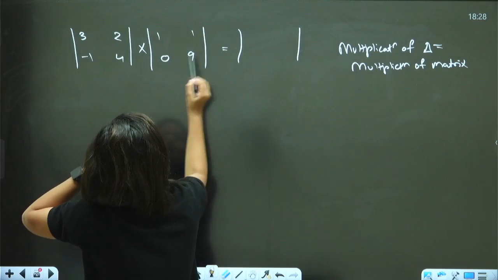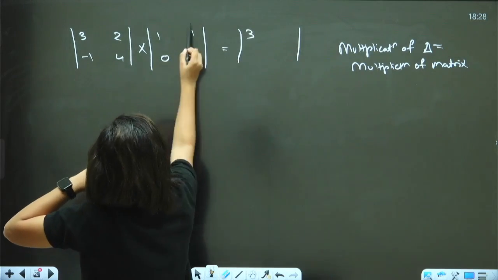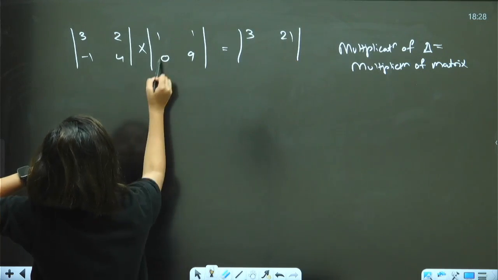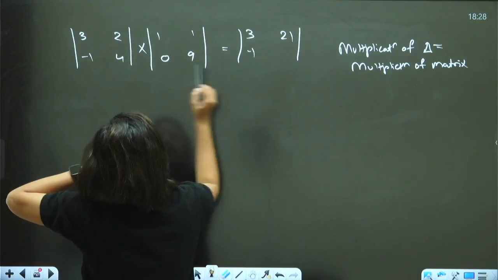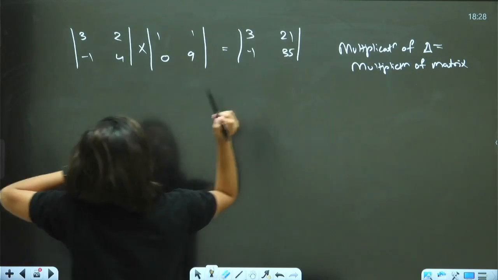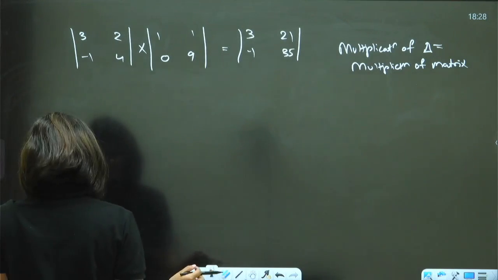3 ones are 3, 2 zeros are 0. So 3. First row, second column, 3 ones are 3, 2 nines are 18, 21. Second row, first column, minus 1 and second row, second column, minus 1, 36, 35. Right, got it?